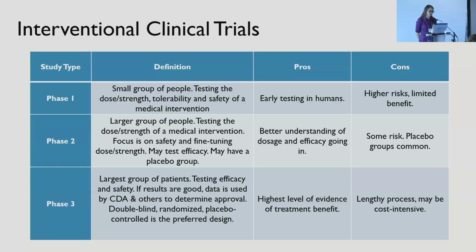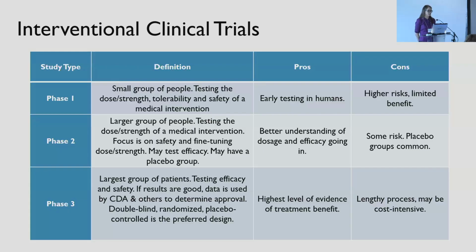So let's talk about the interventional trials. There are different phases. The first phase of the trial, which was talked about previously, doesn't actually test how the medication works. It's usually a small group, and really focuses on the safety and the dosage before moving to the larger trials. Phase 2 is a larger group of people, looking at the dose, the strength, the medical intervention, focusing on safety, really fine-tuning it all. It may test efficacy and often has a placebo group. We get a much better understanding of how this new drug is working.